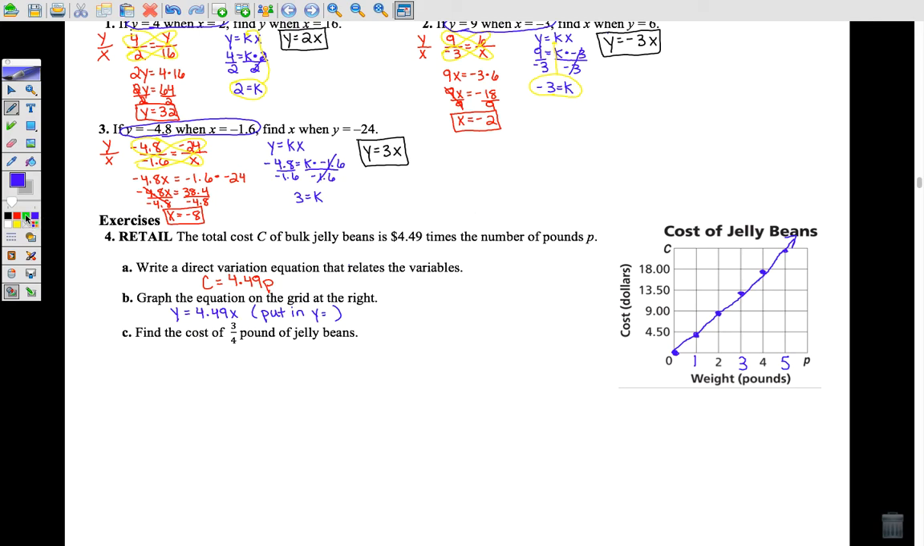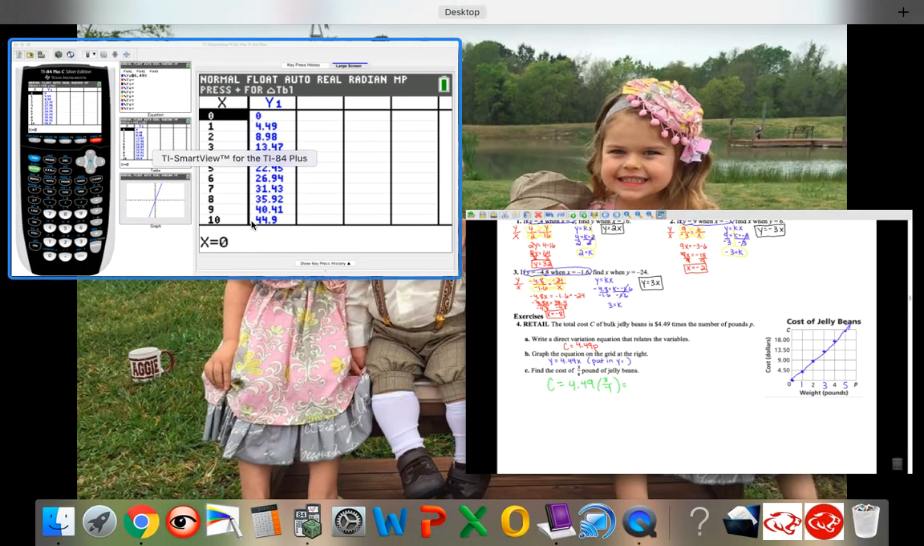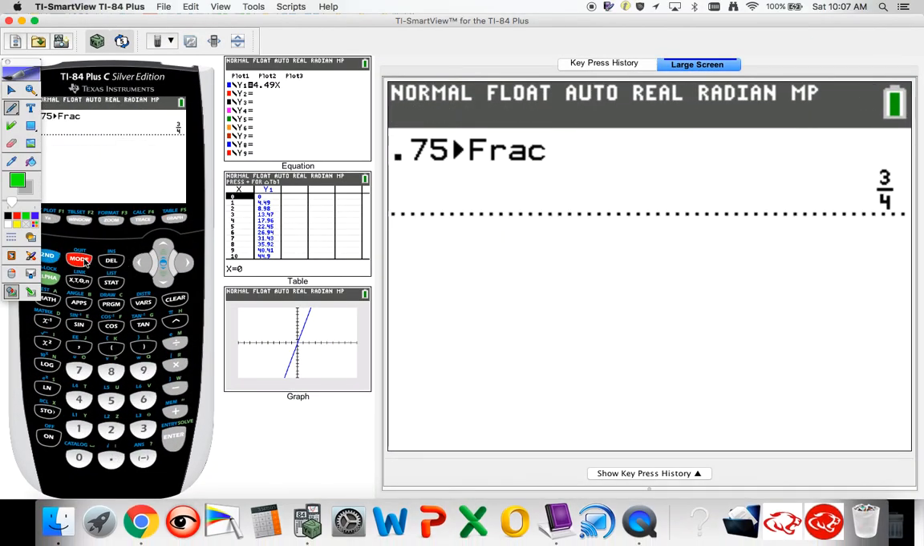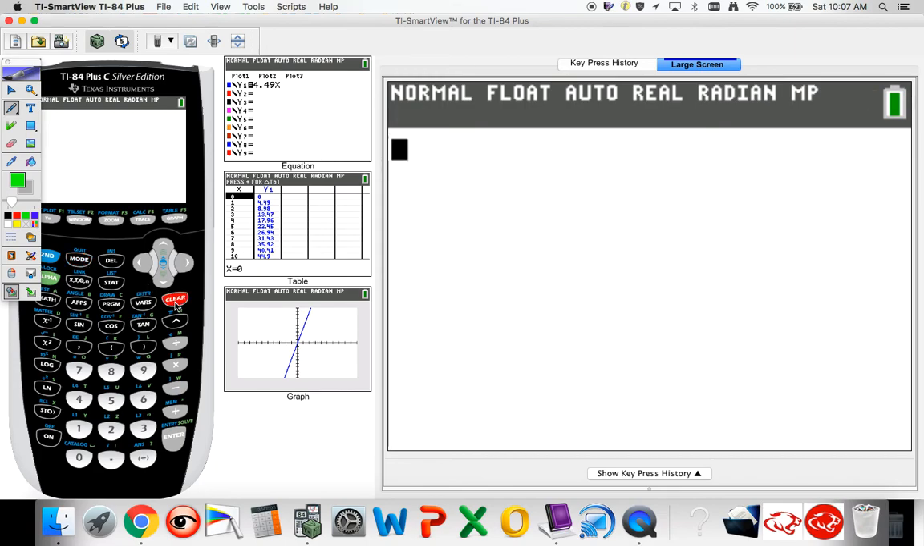And then the last thing we have to do is answer this question. It says find the cost of 3/4 pound of jelly beans. So my cost is equal to 4.49, and we have 3/4 of a pound, so 3/4. And all you have to do is just type that into the calculator and see how much it's going to cost us. So let me get my calculator. Let me go back to my home screen. Clear everything out. Okay, we have 4.49, and we're timesing that by 3/4, so 3 divided by 4. And if you want to put the multiplication sign in between the two, you can. It doesn't matter. It'll read it both ways.